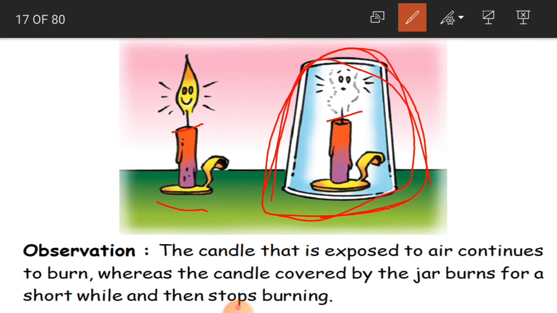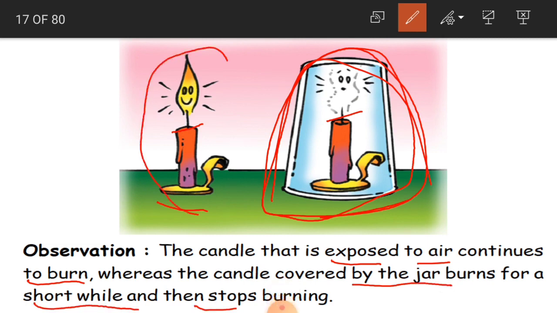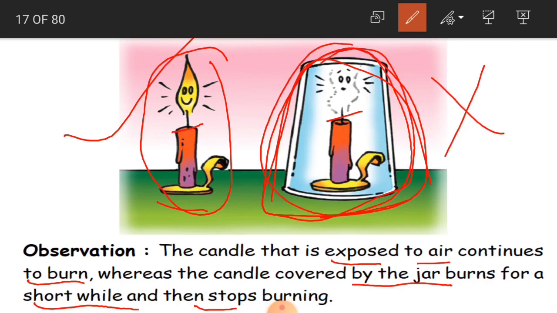Now what happens? After some time the candle that is exposed to air continues to burn, whereas the candle covered by the jar burns for a short while and then stops burning. See here, children, the one which is open is going to burn, but the one closed with the jar is not going to burn for a long time. Only for some time it burns and then it will stop burning. So why is this happening?